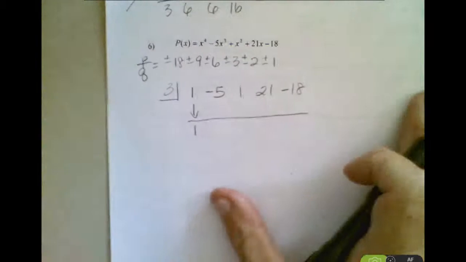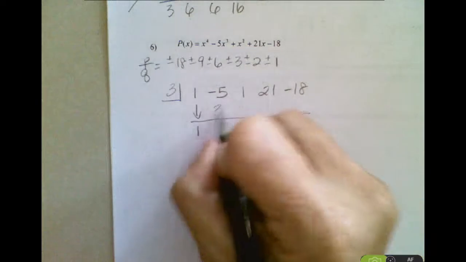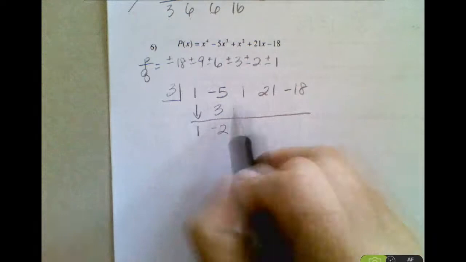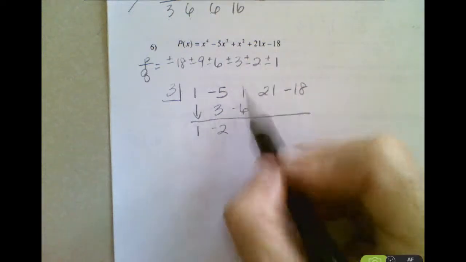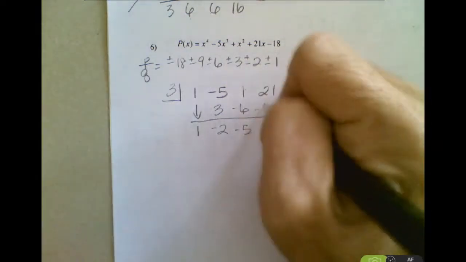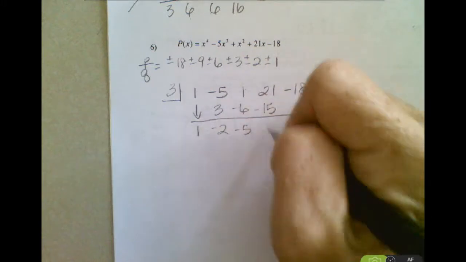So, okay, 3 times 1 is 3. Negative 5 plus 3 is negative 2. 3 times negative 2 is negative 6. 1 minus 6 is negative 5. 3 times negative 5 is negative 15. 21 minus 15 is 6.